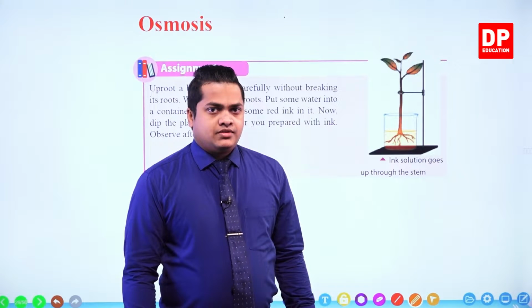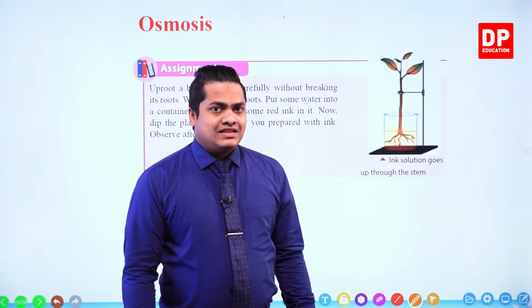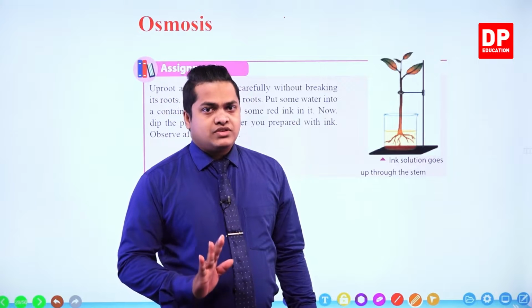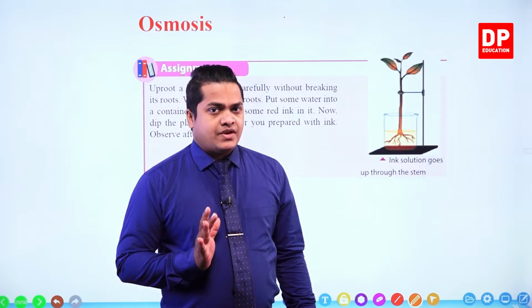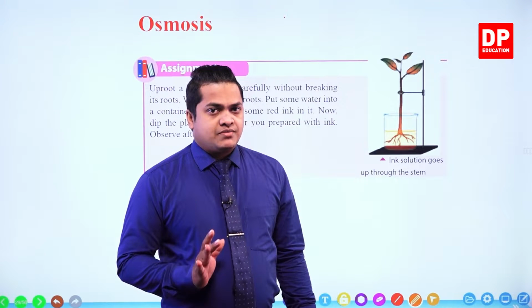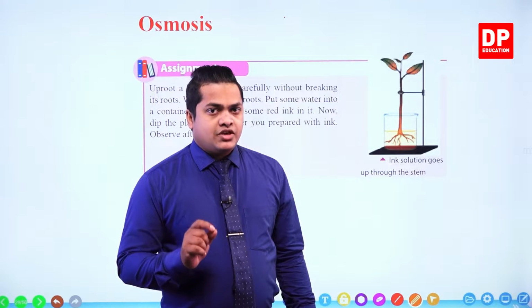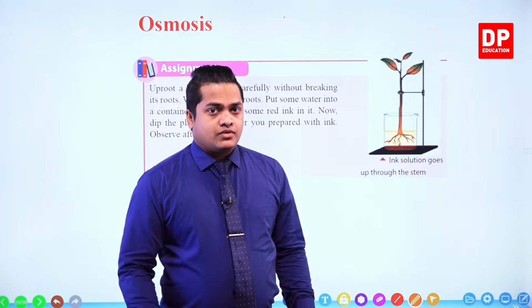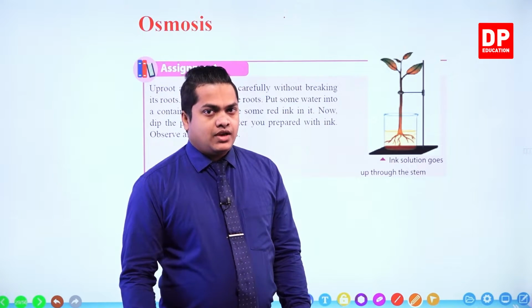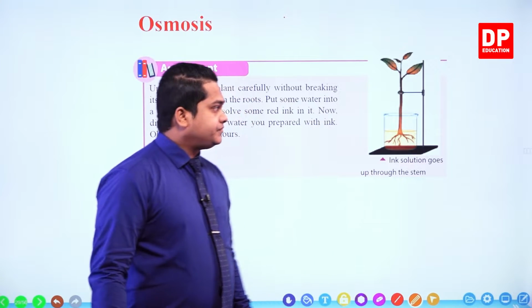So you have to uproot a balsam plant without breaking its root system, because the root system is very important in this experiment, my dear children. So when you are uprooting this balsam plant, make sure to keep the root system within the plant itself. So carefully do this. At your home you can do this, right? You only need to find a balsam plant.